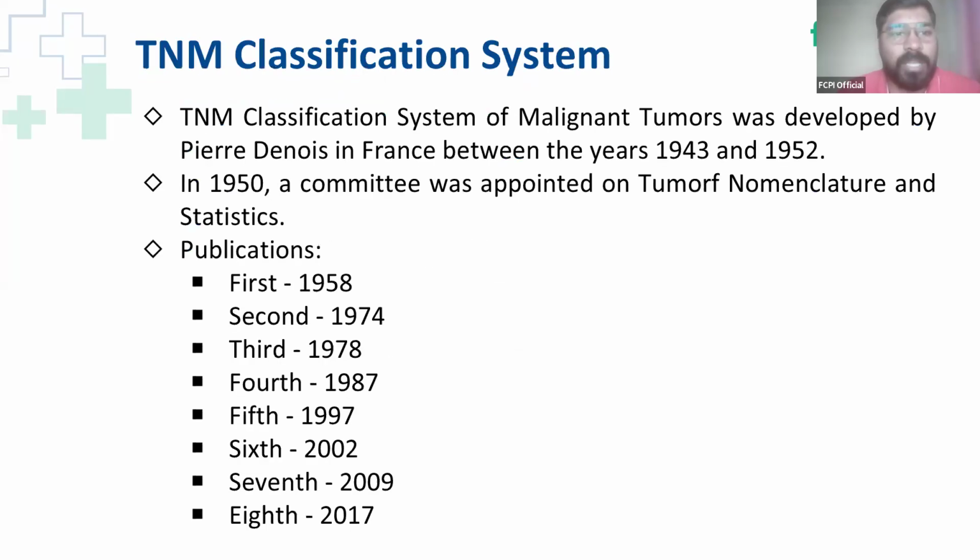Coming to the TNM classification, the TNM classification system of malignant tumors was developed by Mr. Pierre Denoix in France between the years 1943 and 1952. In 1950, a committee was appointed on tumor nomenclature and statistics. So these are the publications. Currently, we are in the 8th edition of this publication.